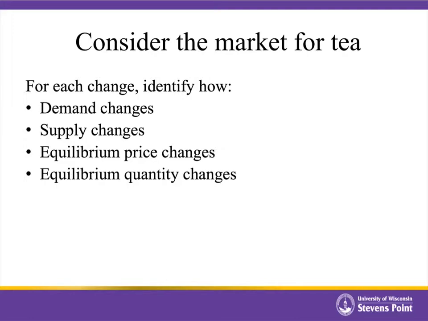And so I'll describe a change, and you want to identify how demand changes, if it changes, how supply changes, if it changes, how the equilibrium price changes, and how the equilibrium quantity changes. So again, if we only have one change happening and it's not a change in expectations, the first step is to figure out which one of these curves is shifting and in which direction. And with one change, we should only have one shift. Once we've identified the shift, then we look at how does that affect the equilibrium price and quantity. So we always want to follow this two-step process.